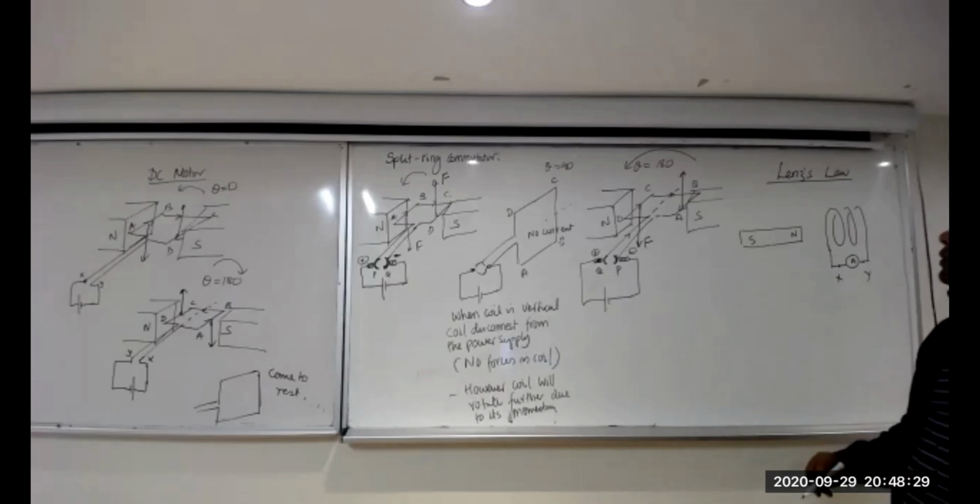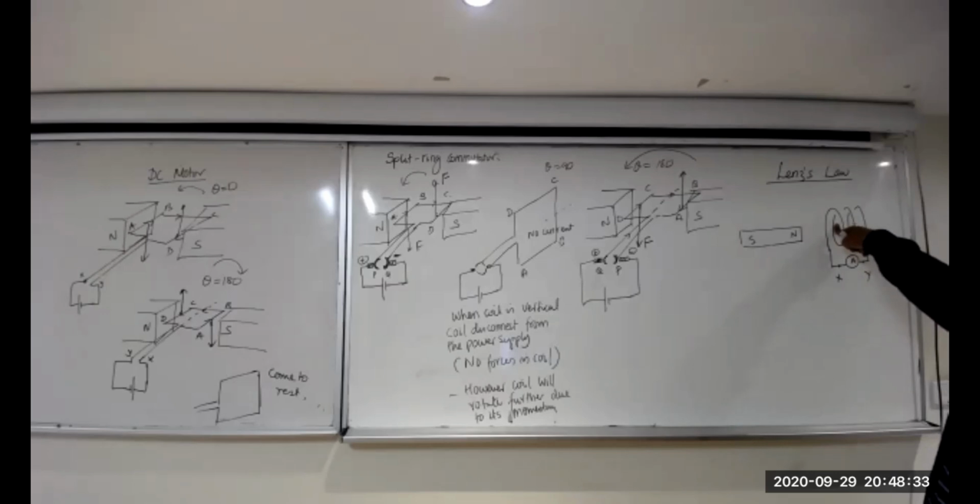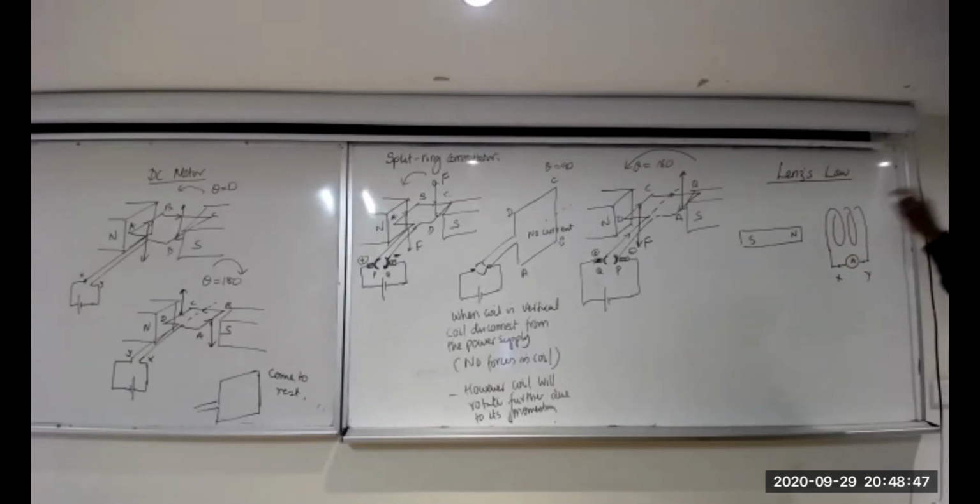Now Lenz's law states that if there is a change in flux, we know that when there is a change in flux, there's an induced EMF. That's coming from Faraday's law. Lenz's law states that because of the change in flux, the induced current in the coil produces a magnetic field to oppose that change.